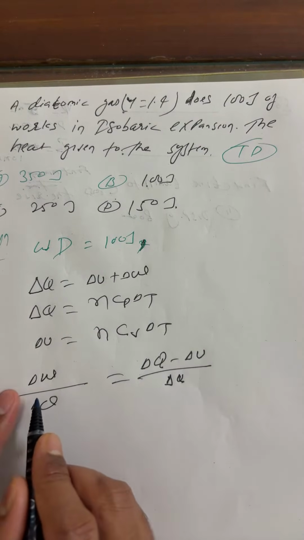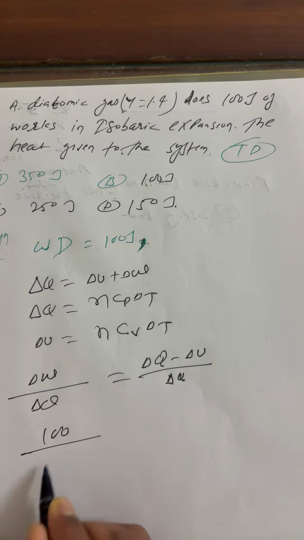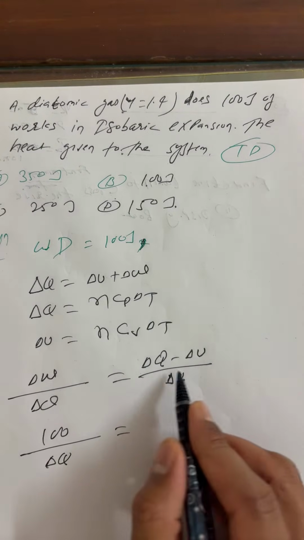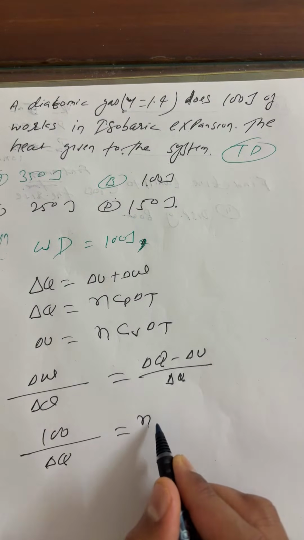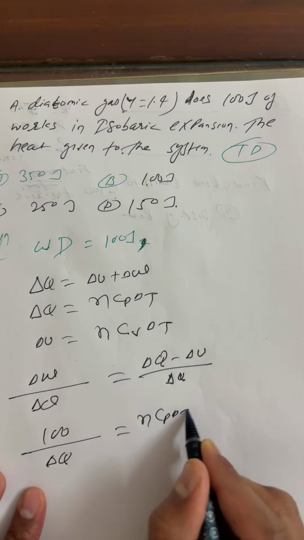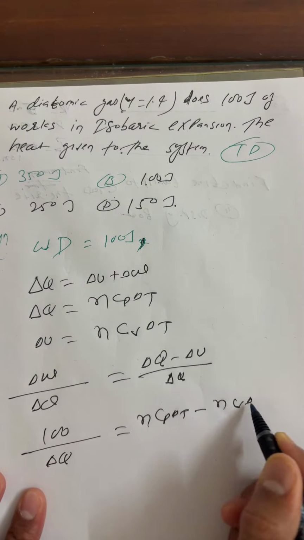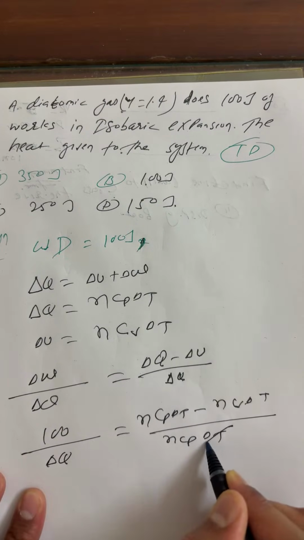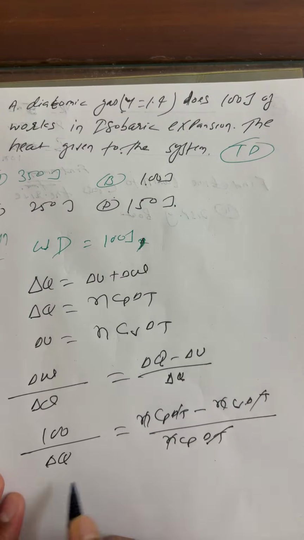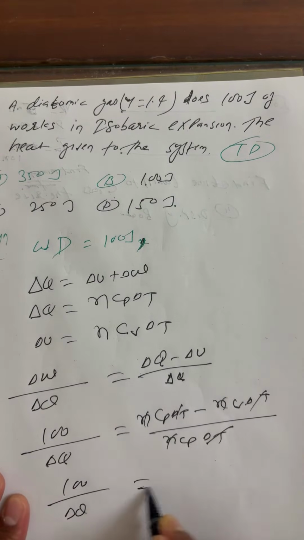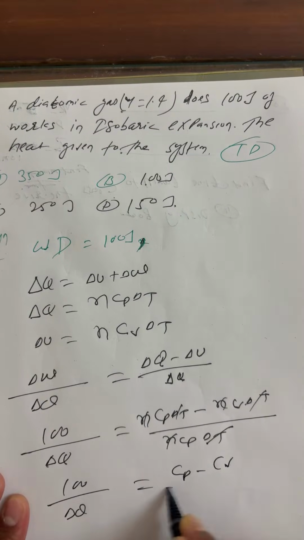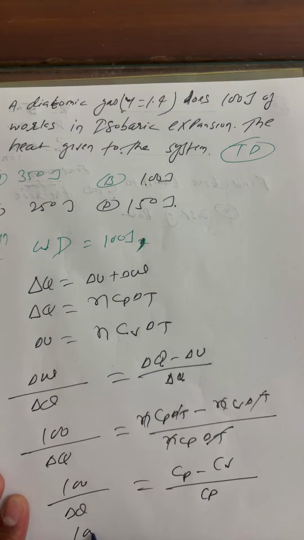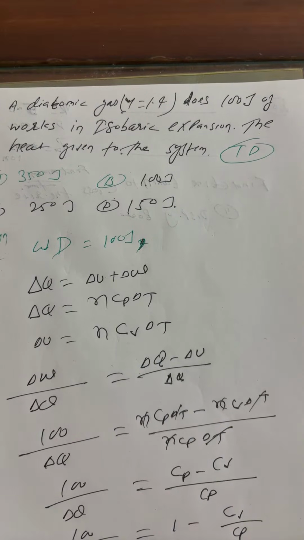Why am I taking the ratio? Because the work done is already mentioned in the question, 100 joule. So this is delta Q, and how much can you write? This is n Cp delta T minus n Cv delta T upon n Cp delta T. You can cancel n delta T everywhere. So 100 upon delta Q is equal to (Cp minus Cv) upon Cp, so 100 upon delta Q is 1 minus Cv upon Cp. It's nothing but 1 minus 1 upon gamma.